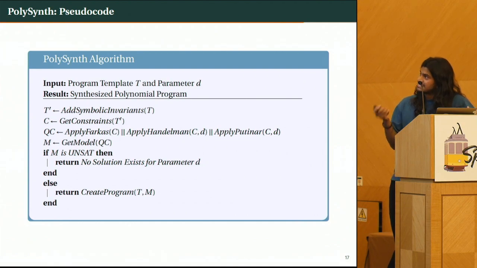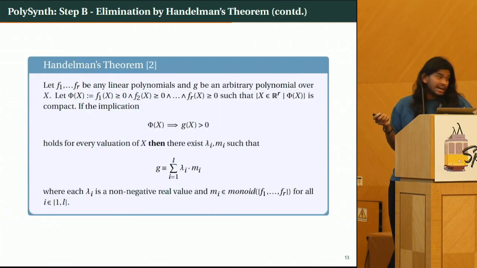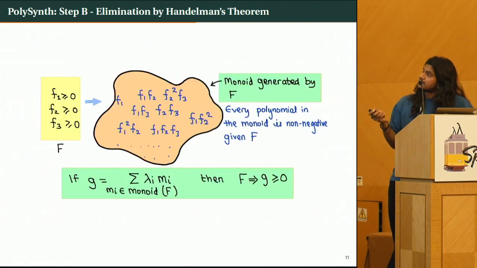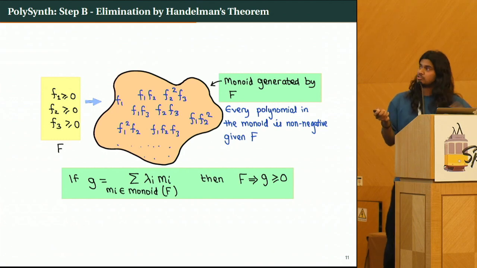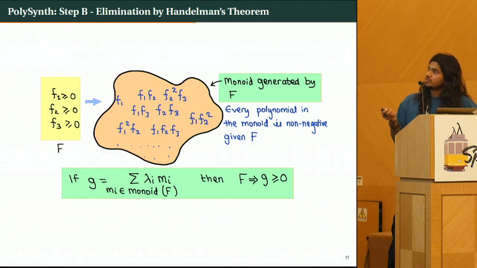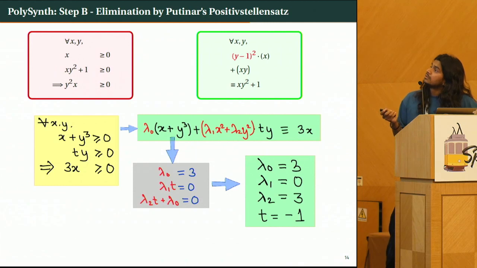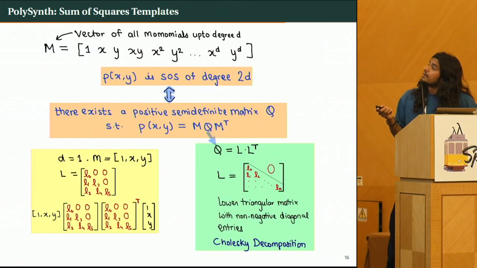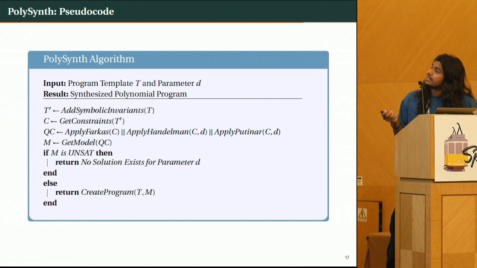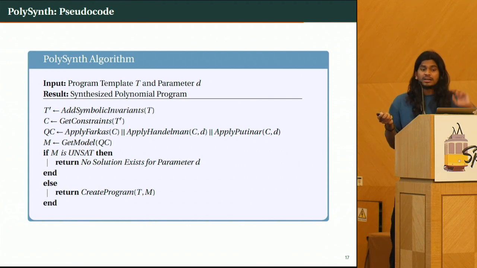Where this degree D comes from is this: if you remember, in Handelman I told you that this monoid can be arbitrarily large, but you want to limit it to certain degrees. Suppose you choose degree 2, then you will only look at products of up to 2 polynomials: f1 squared, f2 squared, f3 squared, f1 f2, f1 f3, and so on. Similarly, in Putinar's Positivstellensatz you have this sum of squares, and you have a parametric degree for that too. So you use the degree D and then try to solve the quadratic constraints that you obtain, using an SMT solver.